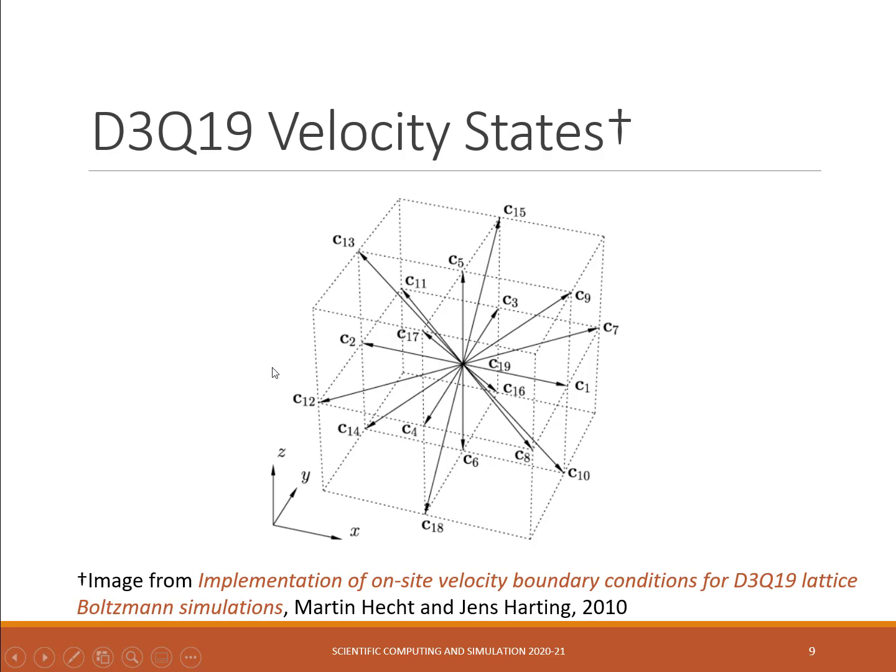We can also simulate the lattice Boltzmann model using a cubic grid with 19 velocity states. This model is called D3Q19, as illustrated here.